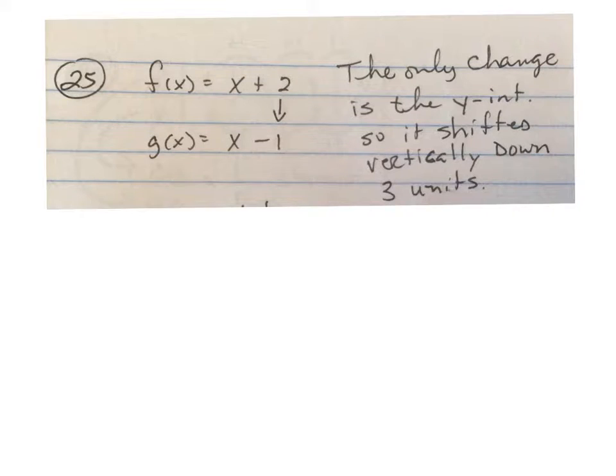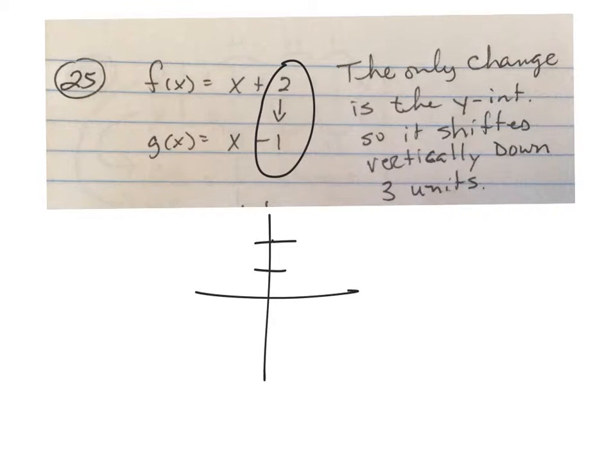Now, number 25, the only change, you're looking for the transformation. The only change is in the y-intercept, and it went from +2 down to -1, and so that means it shifted down 3 units. So it's a vertical shift, or translation, 3 units down.